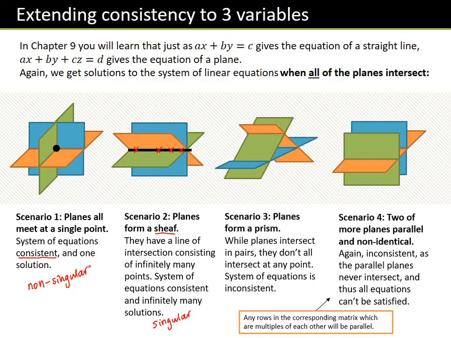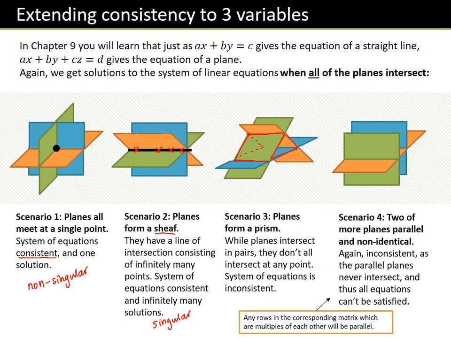Scenario 3 is the planes form a prism. And when I'm talking about a prism, I'm talking about this bit here. That's the prism that it looks like it's forming. So it looks like there are some solutions. It looks like the green one and the blue one have a solution along here. The green one and the orange one have solutions along here. The orange one and the blue one have solutions along here, but there is no place where all three of the planes have a solution at the same time.